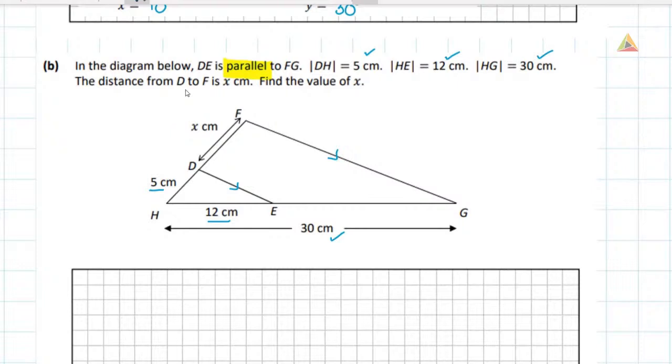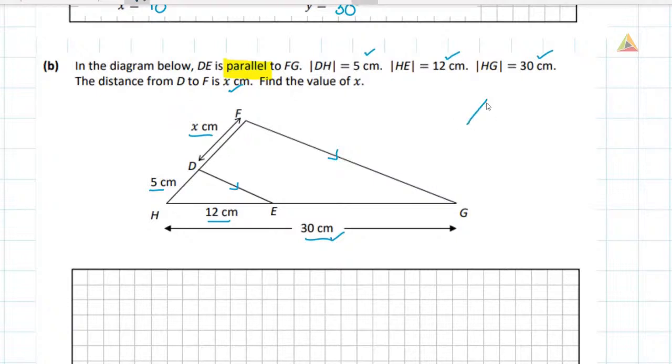And then the distance from D to F is x centimeters. And that's filled in there. And our question is to find the value of x. So this is going to use a different type of geometry that we haven't seen yet. And this is where we're going to see our similar triangles.